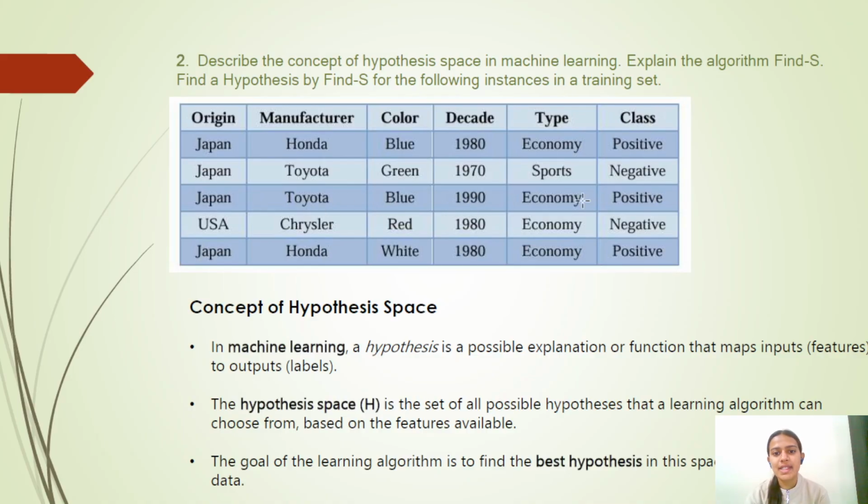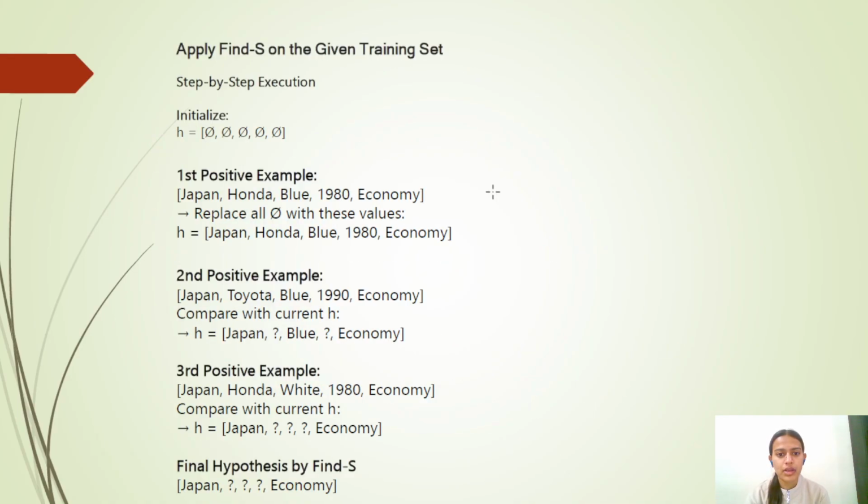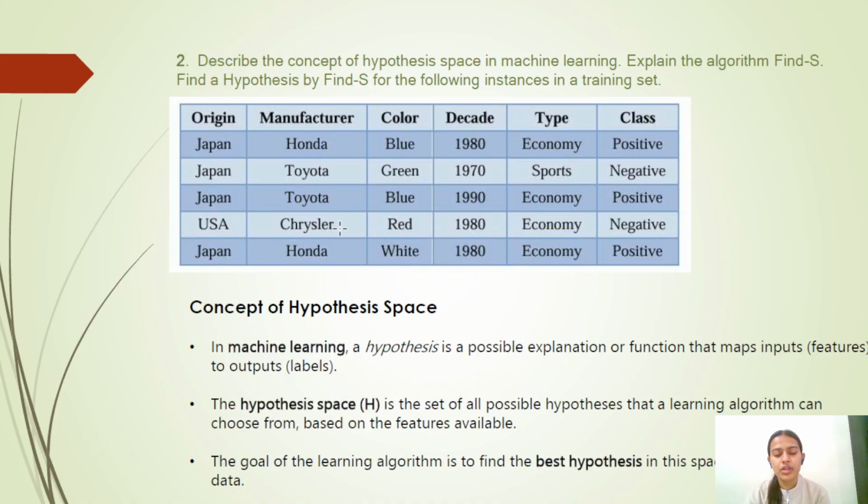Now we will go to our second positive example. We will compare it with H. Japan is the same, Honda and Toyota are not the same, so we will generalize it, meaning mark a question mark. Blue and blue are the same, so we will write blue. 1980 and 1990 are different, so we will generalize it, meaning a question mark. Economy and economy are also the same, so our H will now be this. Now, if we go to our fourth example, it is negative, so we will ignore it.